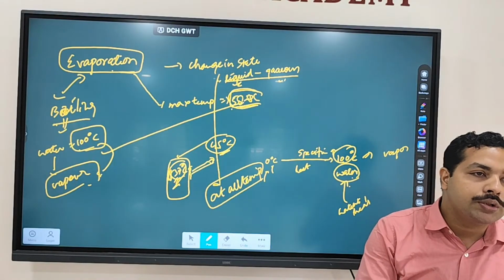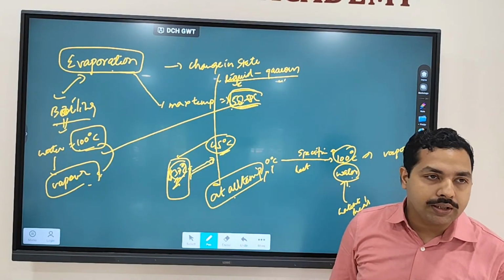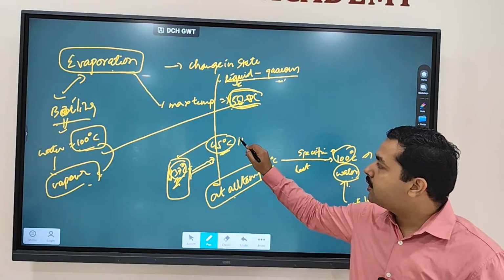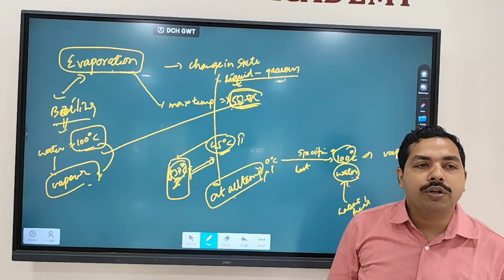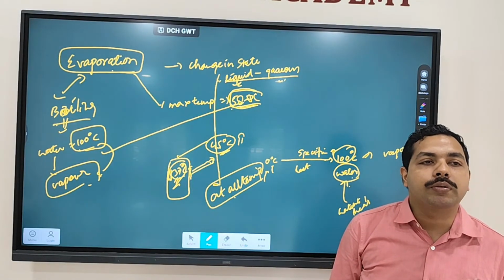To convert water into vapor state. So that's why evaporation can happen at any temperature. Clear? But as the temperature increases, what will happen? The rate of evaporation will increase. As the temperature increases, the rate of evaporation will increase.